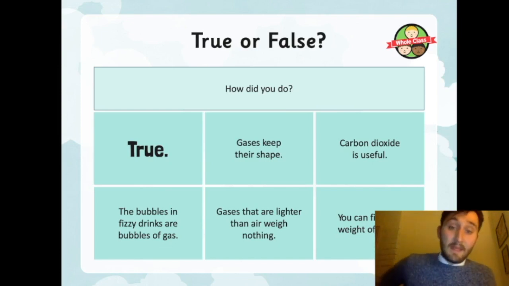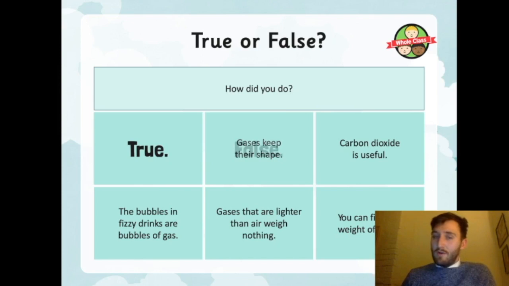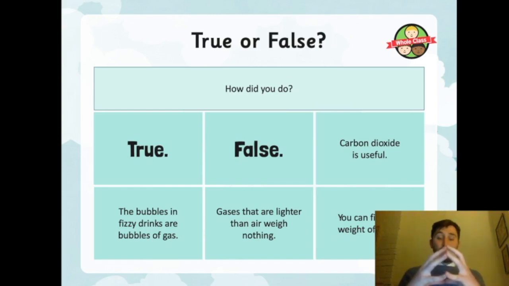I can't see it. Next, gases keep their shape. Is it true or false? This is definitely false. If you remember the particles of a gas, they are definitely not squished together. They are everywhere. They do not keep their shape. They go absolutely everywhere, flying all over the room quite randomly, so they do not keep their shape.